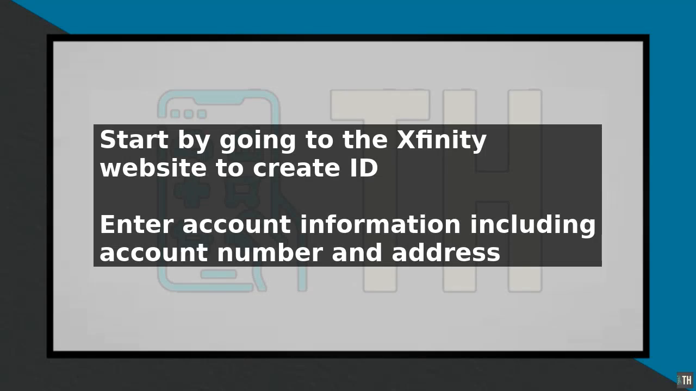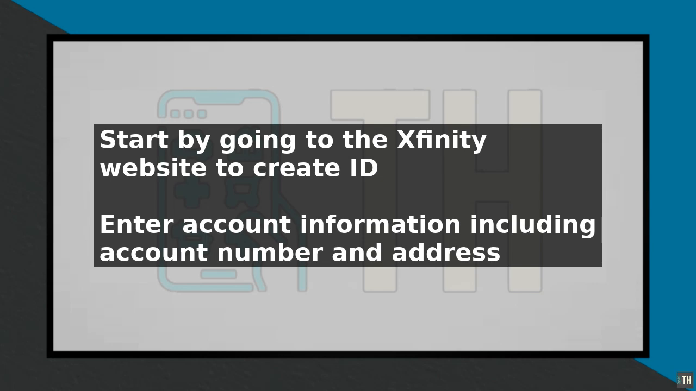To create an Xfinity ID, start by going to the Xfinity website and clicking on the Create an Xfinity ID button. This will take you to a registration page where you will need to enter your account information, including your account number and street address. Once you have entered this information, click on the Continue button to proceed to the next step.